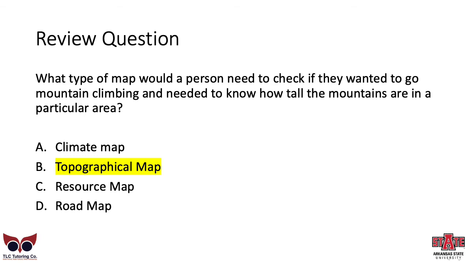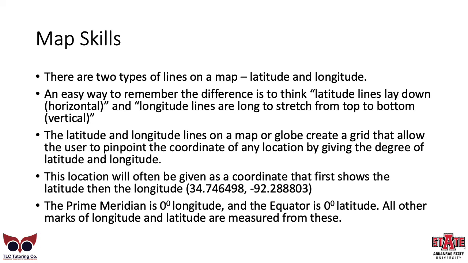Map skills. There are two types of lines on a map, latitude and longitude. An easy way to remember the difference is to think latitude lines lay down, or they are horizontal, and longitude lines are long to stretch from the top to the bottom. These are vertical. The latitude and longitude lines on a map or globe create a grid that allows the user to pinpoint the coordinate of any location by giving the degree of latitude and longitude.